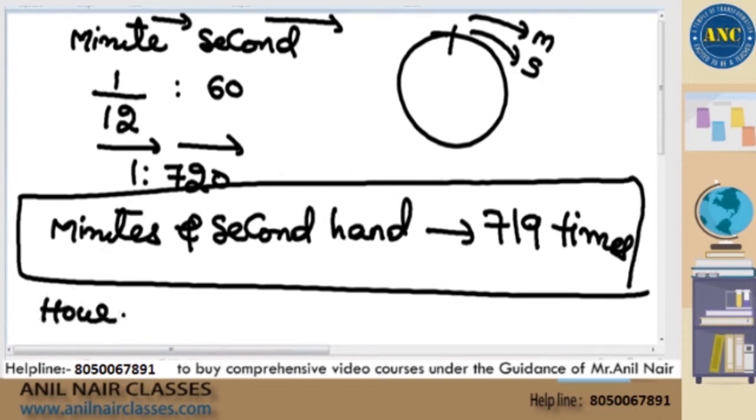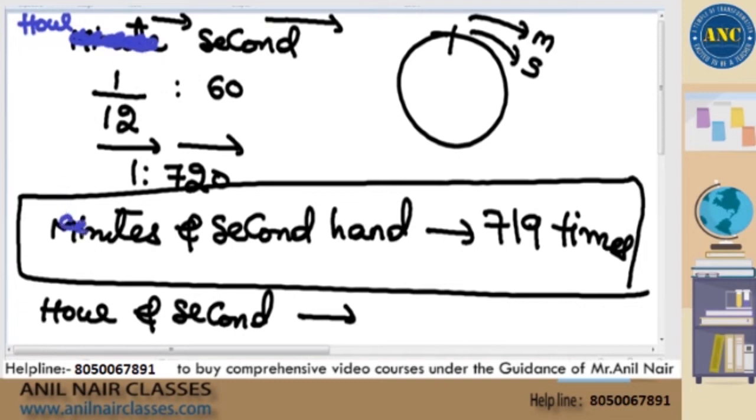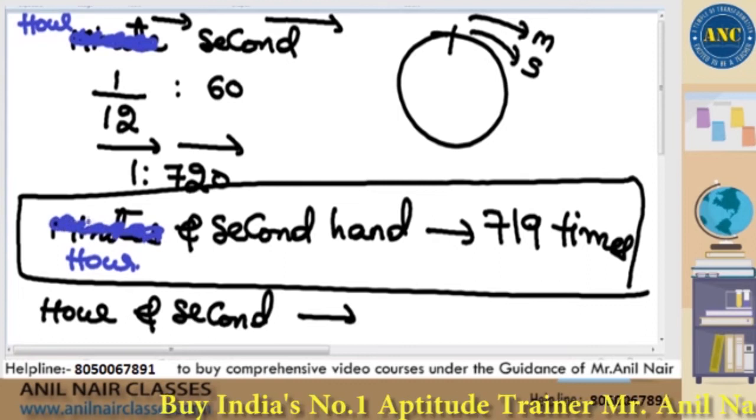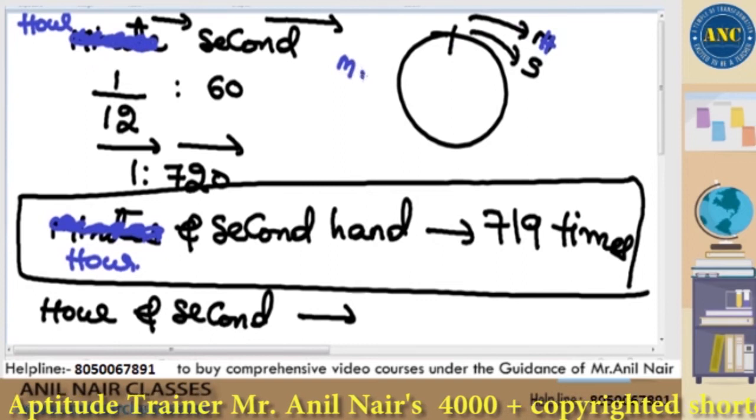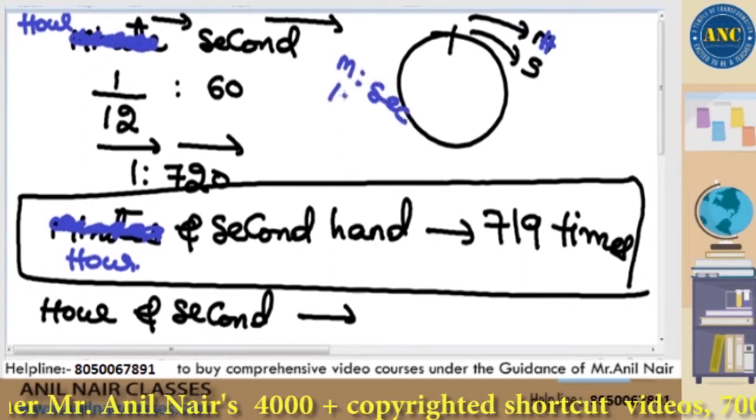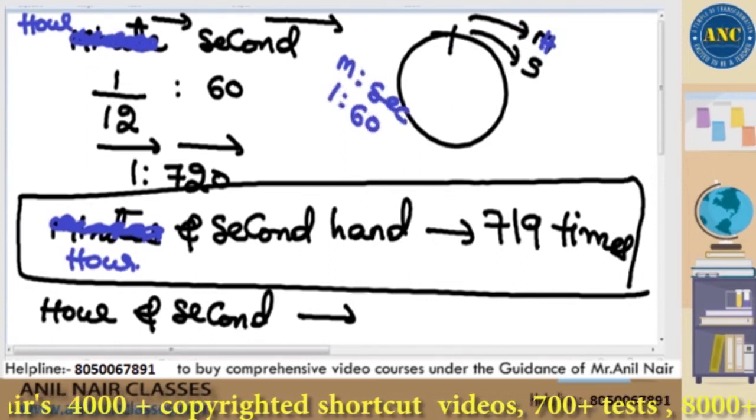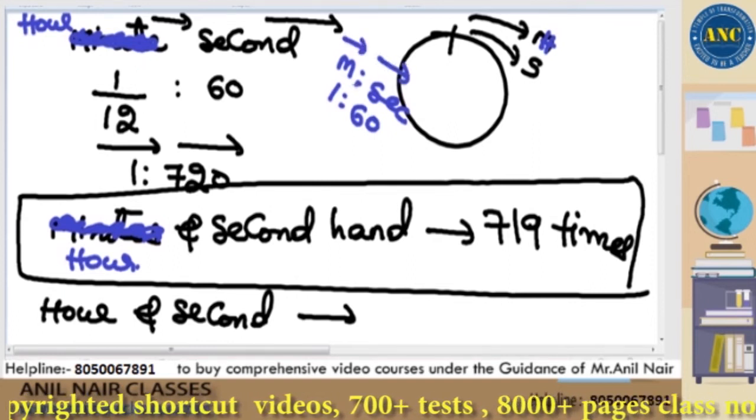If it is hours hand and seconds hand, what is the hour hand speed we got? Sorry, sir. This is for hour hand and seconds hand. Hour hand speed is 1 by 12. If it is minutes hand and seconds hand, minutes hand we got 1, seconds we got 60. 1 minute is 60 seconds. Both are moving in the same direction.